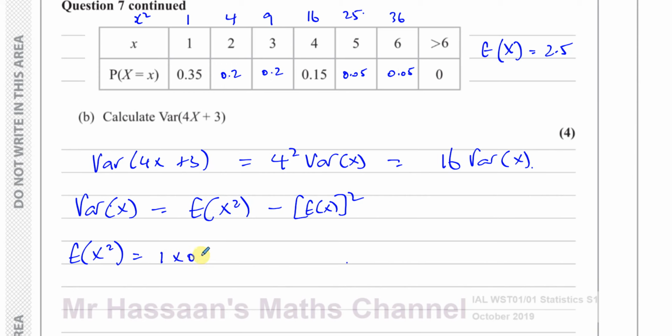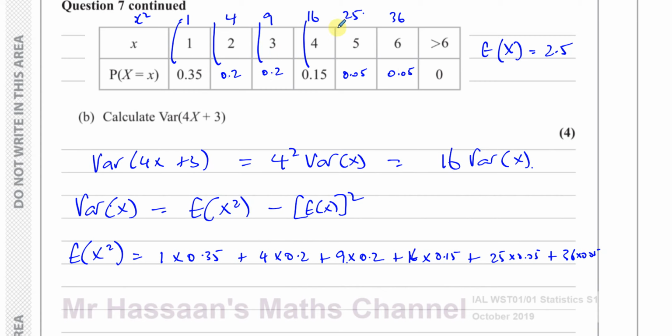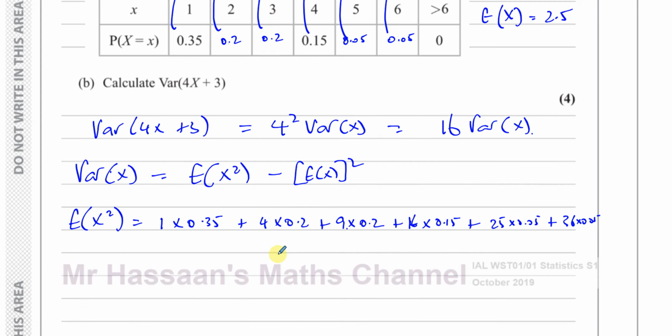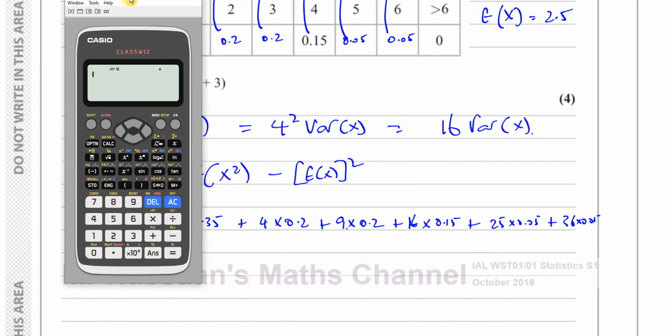So 1 times 0.35 plus 2 squared times 0.2, which is 4 times 0.2, plus 9 times 0.2, plus 16 times 0.15, plus 25 times 0.05, plus 36 times 0.05. So you're multiplying these with each other and then adding them all together. That gives you E(X squared), the mean of the squares. So that's going to give you what? Let's just put that straight in our calculator and find out what we get.